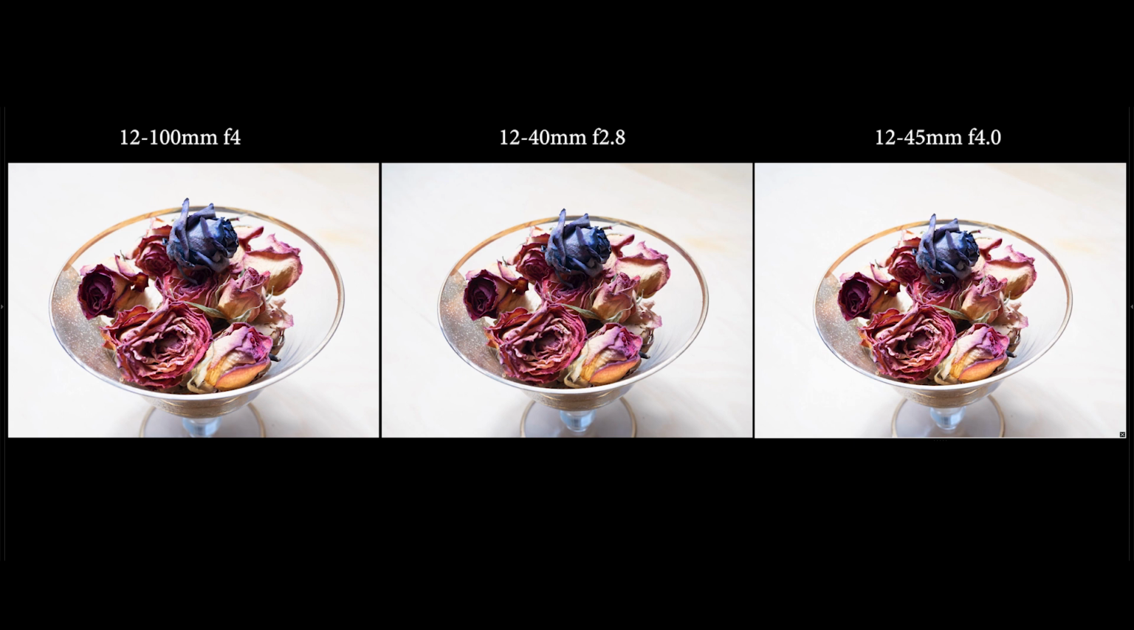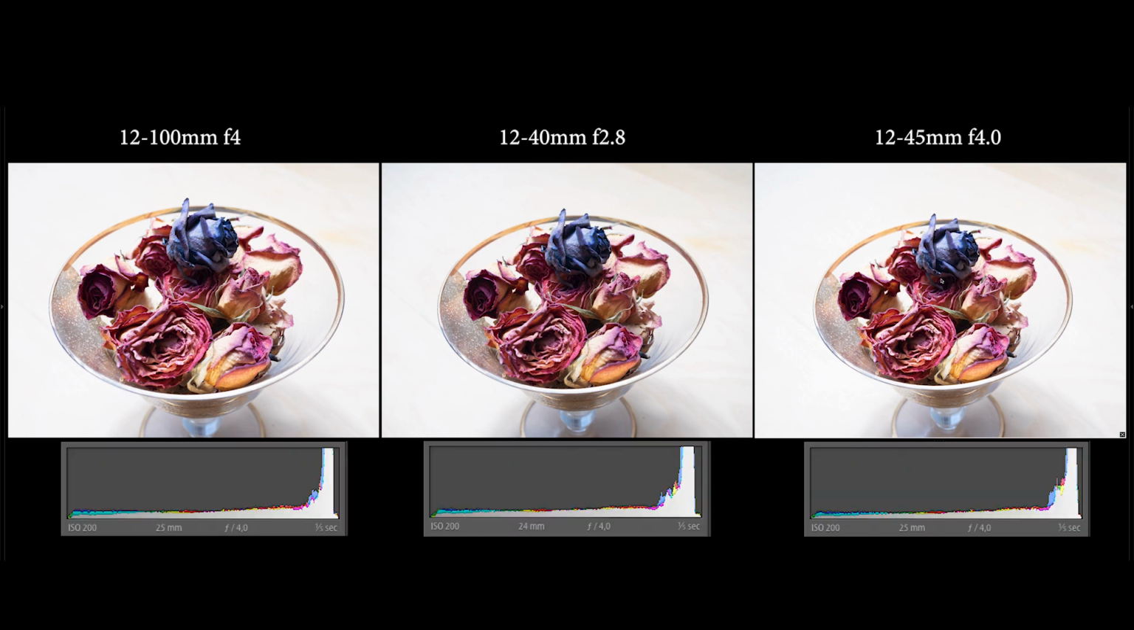These were taken with the exact same settings, and the light was constant. I had a big soft light behind this bowl where there's some dried roses. These images are really bright because they are exposed to the right. The 12 to 45 millimeter image, taken with the same settings as the other two, was 1/3 of a stop brighter. So the real difference between the 12 to 40 and the 12 to 45 millimeter f4 lens is not one stop, it's 2/3 of a stop.